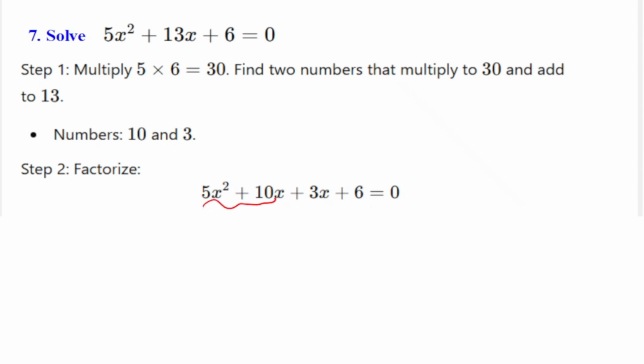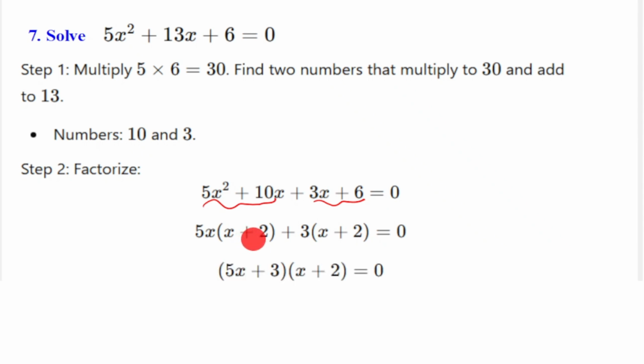Then group these terms and take out a common factor. The common factor for these two is 5x. And what is left here? x. What is left here? 2. And the common factor for these two terms is 3. And what is left here? x. What is left here? 2. When we take out x plus 2 as a common factor, what is left here? 5x. And here 3, so it becomes (5x plus 3) times (x plus 2).